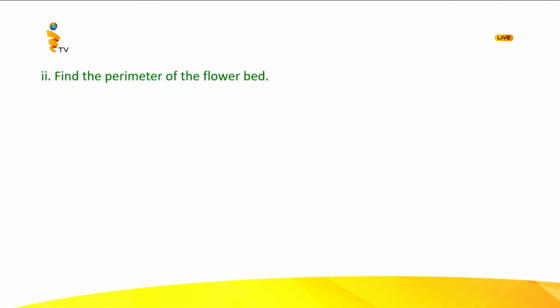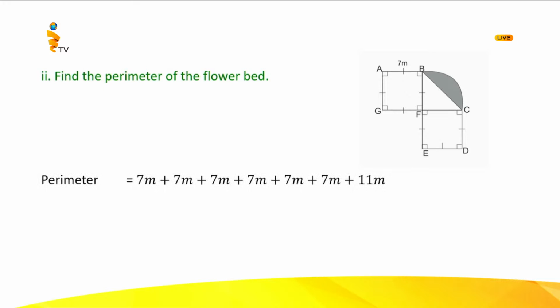The second part, find the perimeter of the flower bed. So to find the perimeter, you have to add the lengths AB, AG, GF, FE, ED, DC and the arc length BC. So when you add these values, you will get the perimeter of the flower bed as 53 meters.